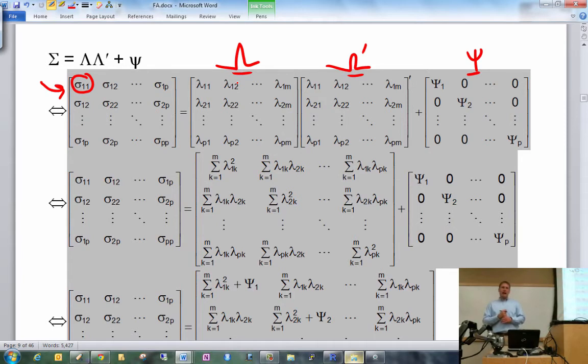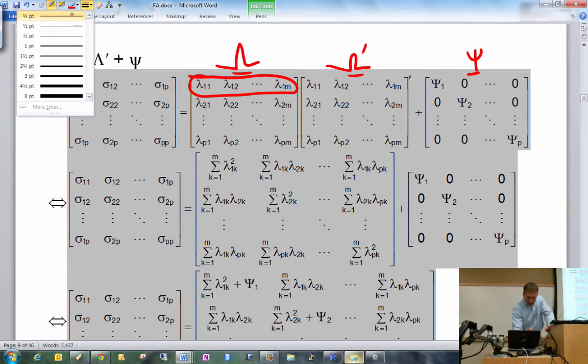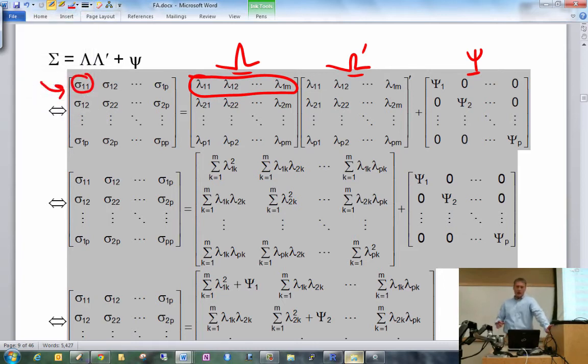Now let's multiply out lambda times lambda prime. So remember how to multiply matrices. I'm going to take this first row, and normally I would then take it times the first column of the matrix right next to it. But remember, I'm taking the transpose of that matrix, so what ends up happening is I'm taking the first row of lambda times the first row of lambda prime. Well, notice I have lambda 1,1 times lambda 1,1 plus lambda 1,2 times lambda 1,2. And so in other words, I have the square of the lambdas in the first row.